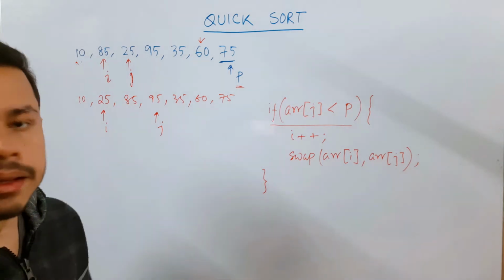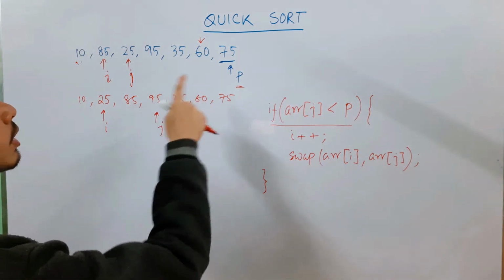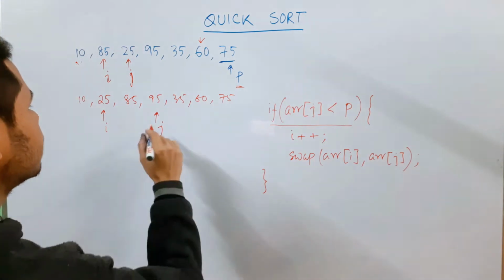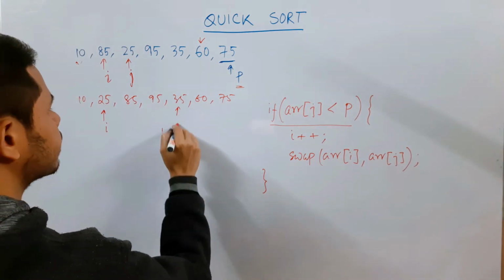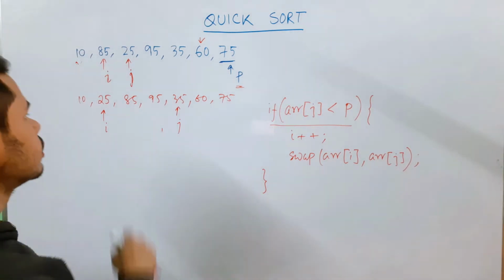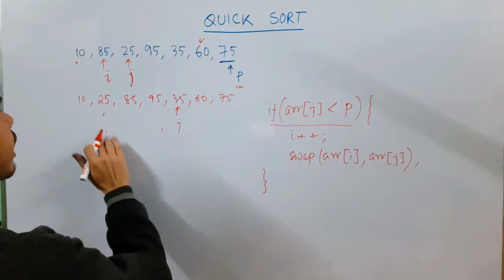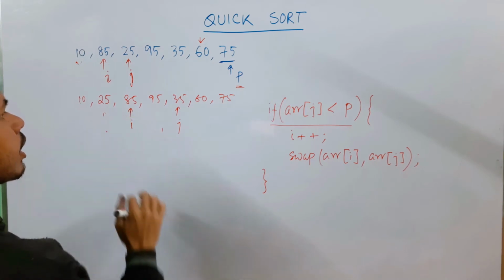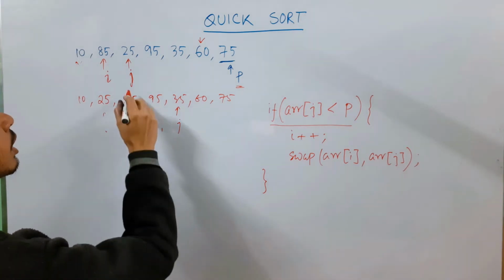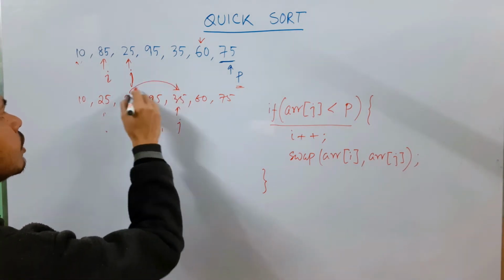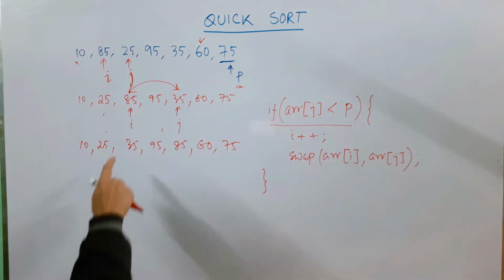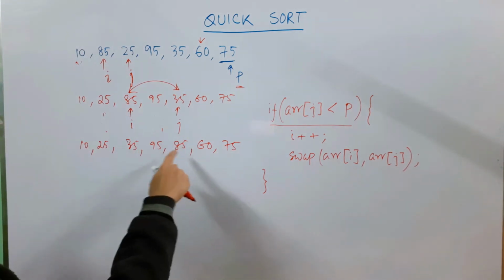Now 95 is not less than 75, so we'll do nothing. We'll increment j. j will be pointing here. Now 35 is less than 75, so we'll increment i and swap array of i and array of j, which means these two elements will be swapped. So what will be the result? This will be the result: 35 will come here, 85 will go there.